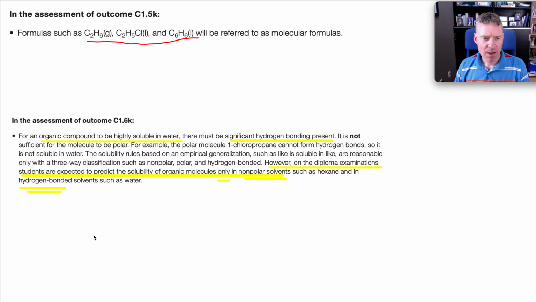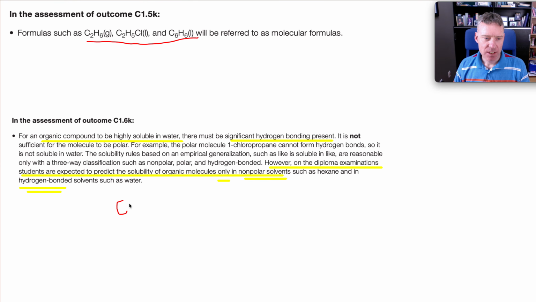A little bit of comment about solubility. For organic compounds to be highly soluble, it has to fit in one of two cases. So I'm going to really generalize this really quick.